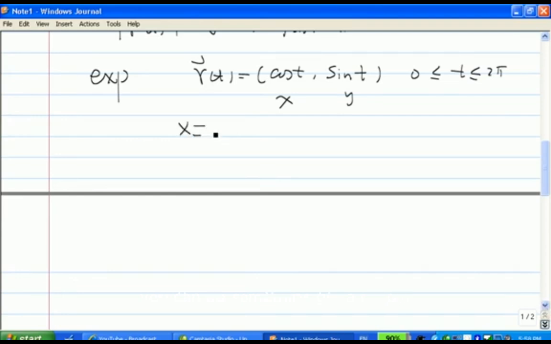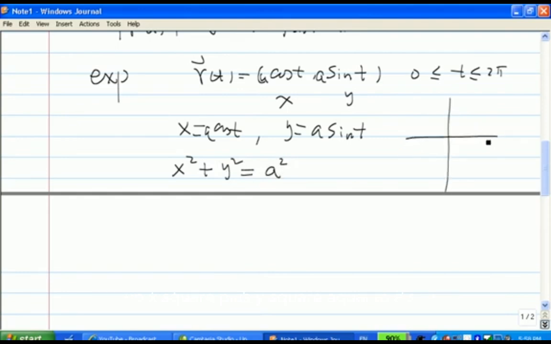So this means x equals a cosine t, y equals a sine t. If you square both sides, you end up with x squared plus y squared equals a squared, which, as you know, gives you a circle with the origin as the center and a as the radius.